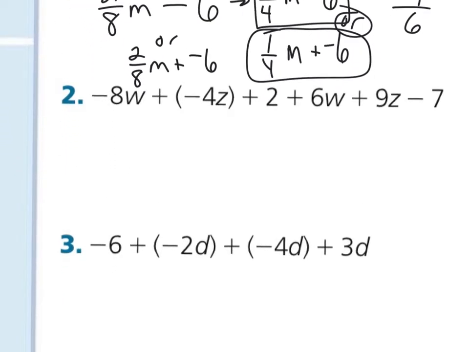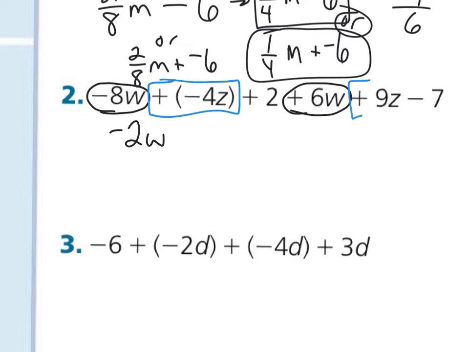Number 2, we've got a W here, W here. Combine those together would be -2W. And then we've got some Z's we can combine. So -4Z plus 9Z would be 5Z.